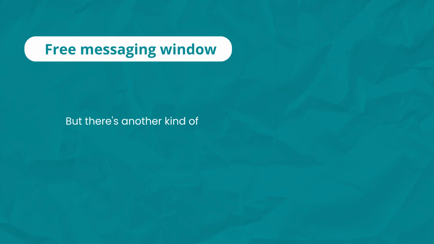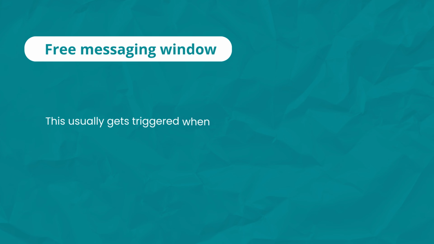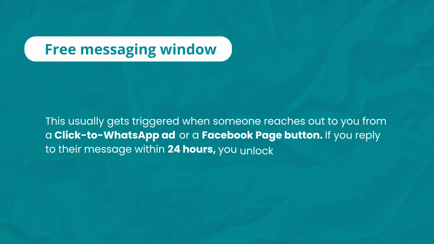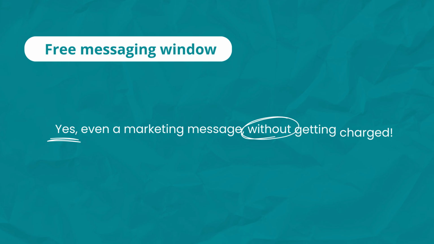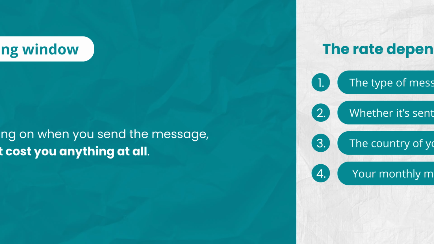But there's another kind of free window too, called a free entry point window, or FEP. This usually gets triggered when someone reaches out to you from a click to WhatsApp ad or a Facebook page button. If you reply to their message within 24 hours, you unlock a 72-hour window where you can send any message, yes, even a marketing message, without getting charged. So depending on when you send the message, it might not cost you anything at all.